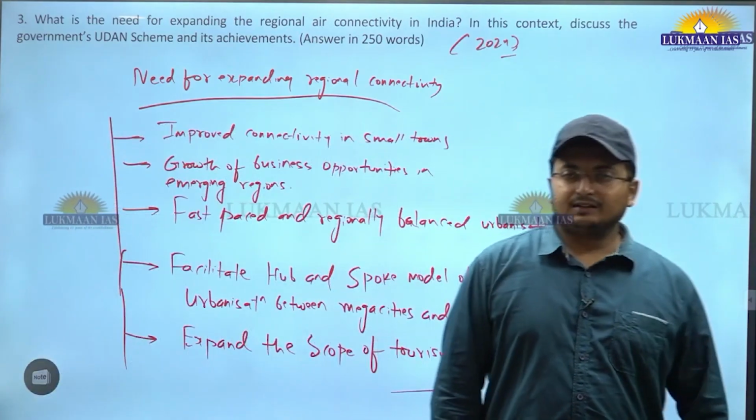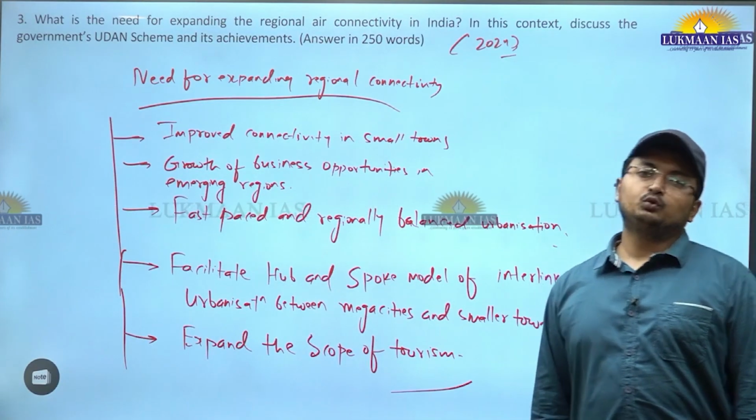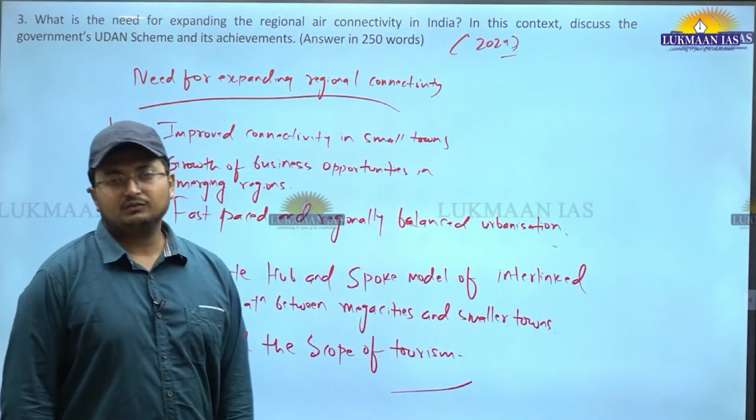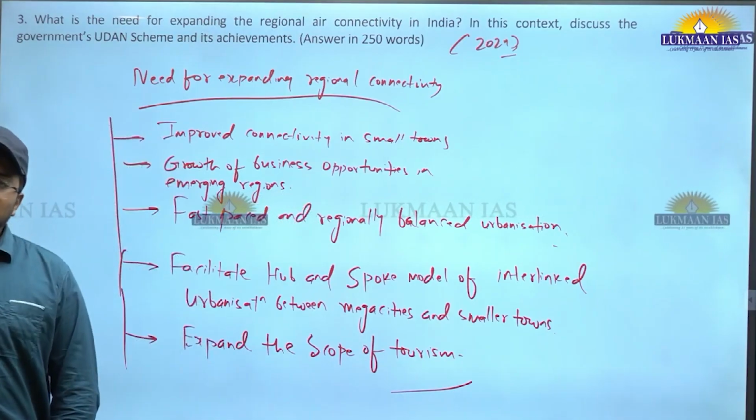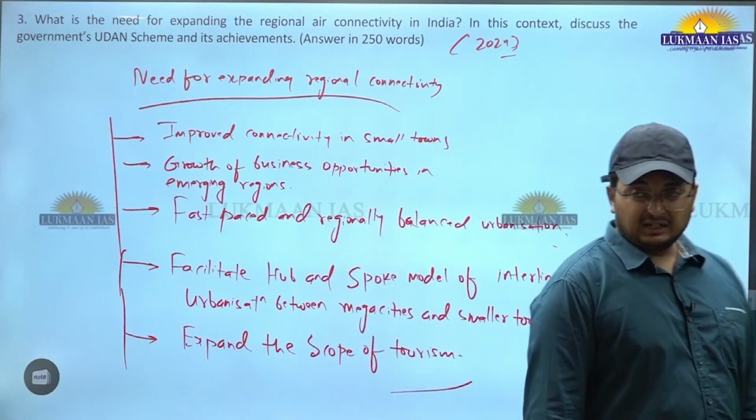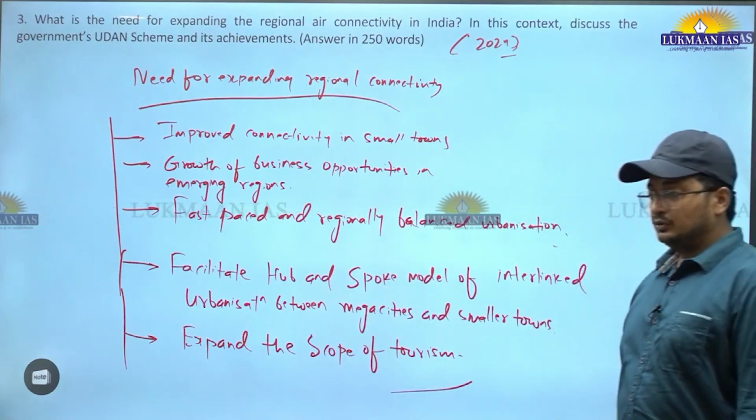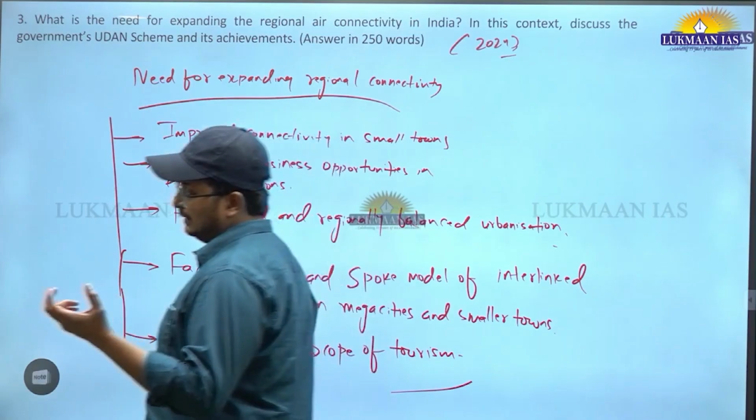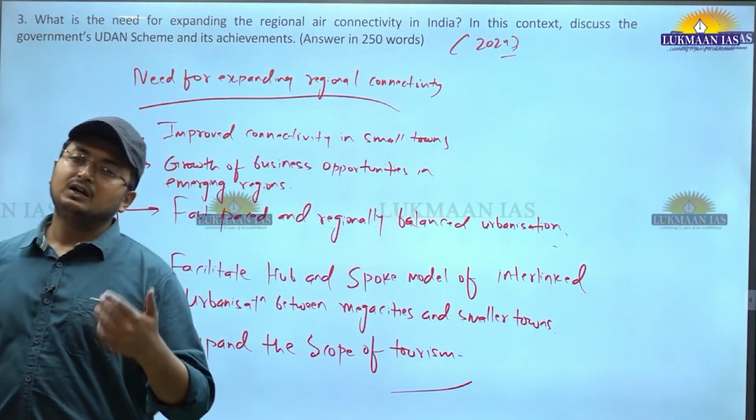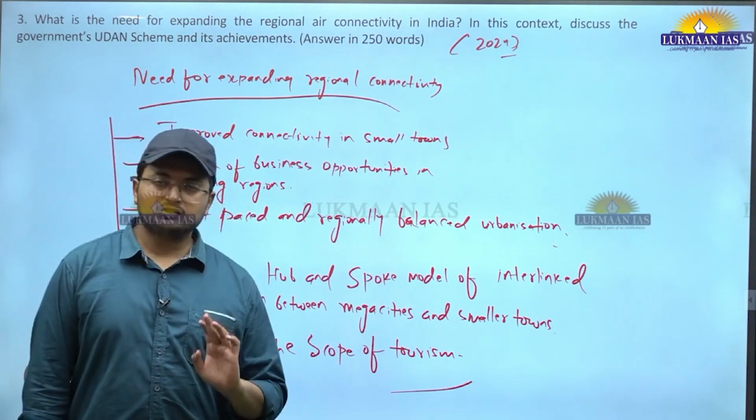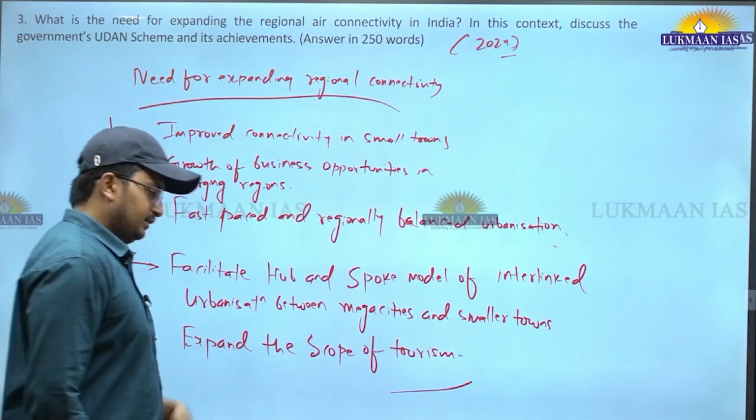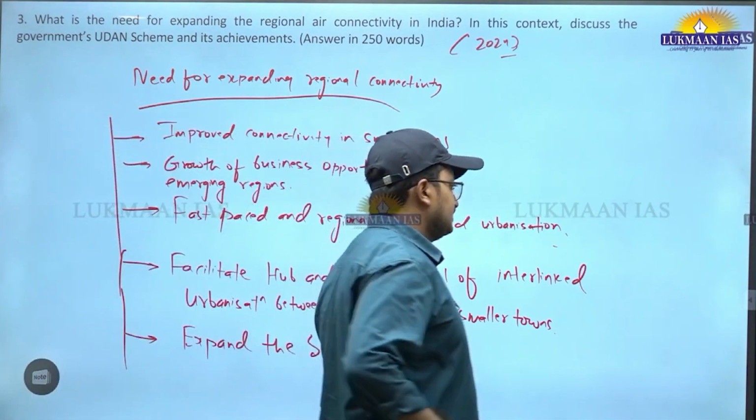And expand the scope of tourism. There is an idea that we should expand the scope of tourism, basically thematic tourism, unfolding all those mysteries which are associated with smaller towns, rather than just congesting the already burdened tourist spots like Agra or Jaipur and all in the south. If these smaller towns also get air connectivity, then there is a much higher likelihood of people visiting those areas and boosting the local economy there. Tourism has this potential of generating employment as well as boosting the local economy. So this is the idea behind why there is a need for expanding regional connectivity.